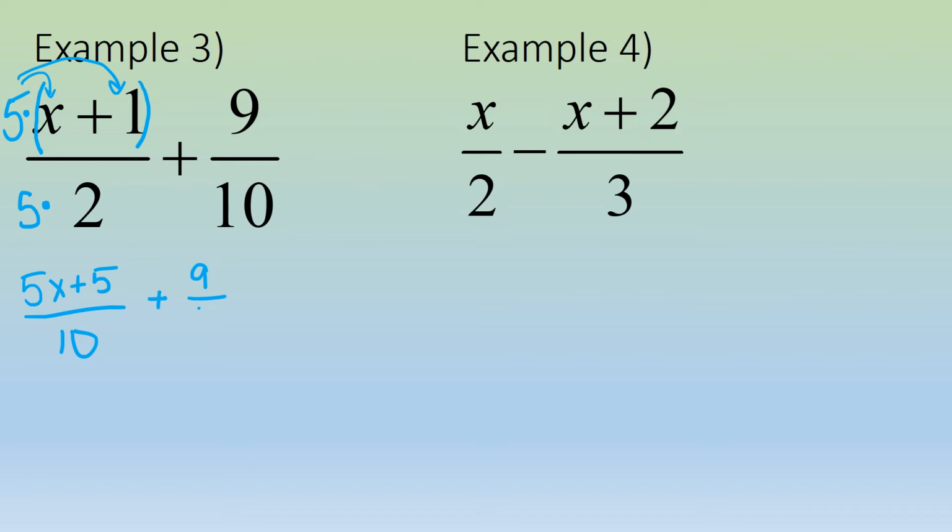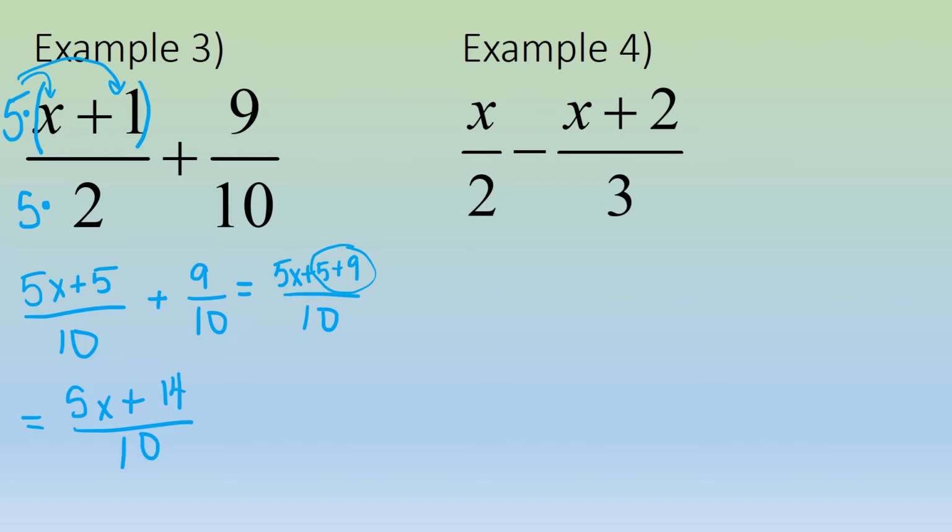Plus my other fraction is 9 over 10. Now we can merge that into one big fraction, 5x plus 5 plus 9 all over 10. Well, 5 and 9 are like terms, so that means that I can add them. So now I have 5x plus 5 plus 9 is 14 all over 10.